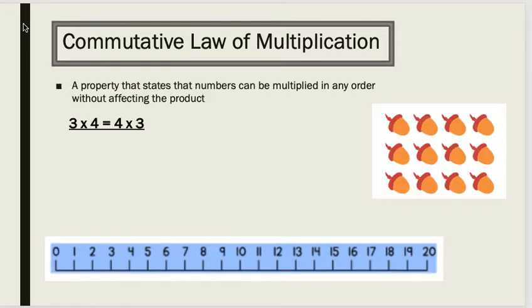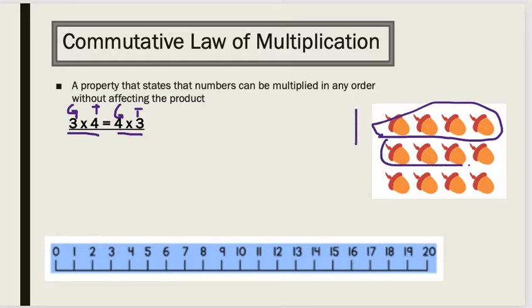Now let's look at an image for multiplication. This is what we're working with: 3 times 4. 3 times 4 is going to equal 4 times 3. What this means is we have 3 groups of 4 things, or 4 groups of 3 things. I'm going to show you how it's the same. If I have 3 groups, I'm going to group these acorns into 3 groups. This is 1 group, 2, and 3. So I have 3 groups of 4 acorns.